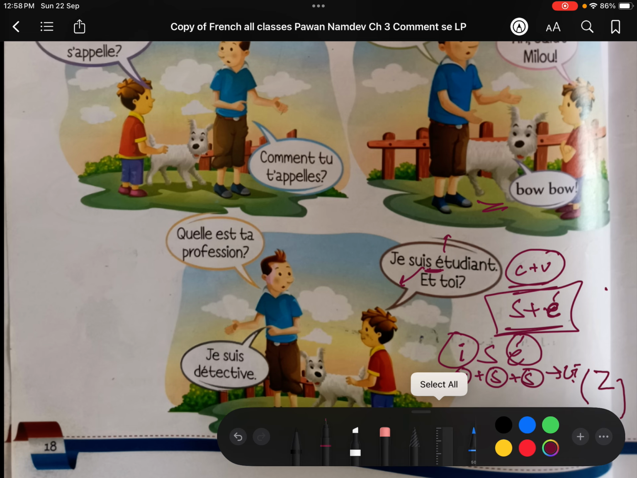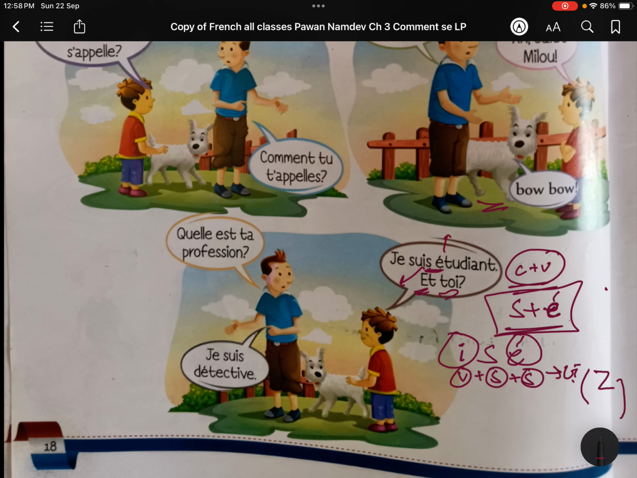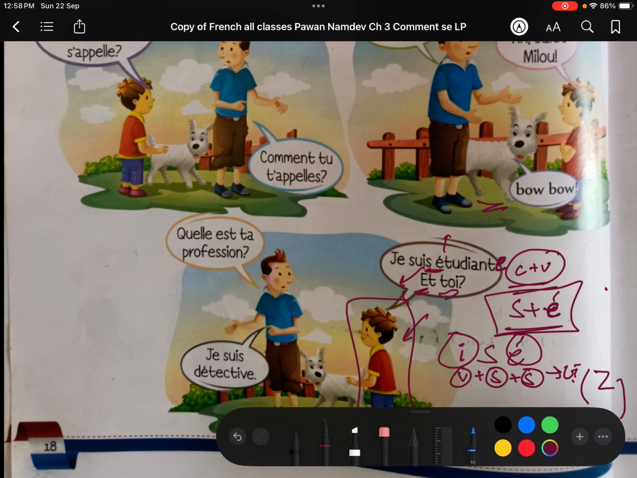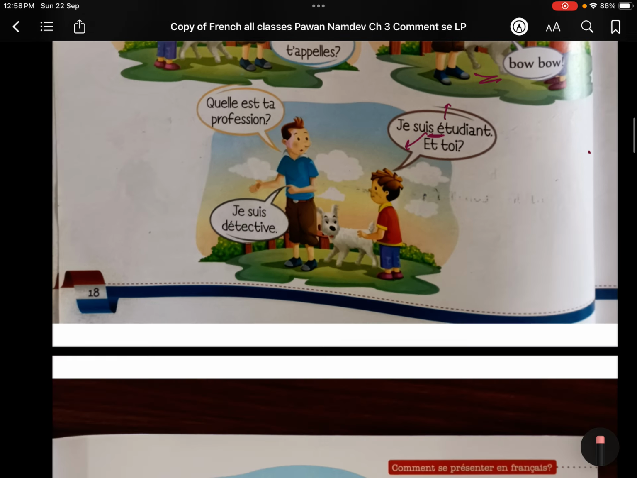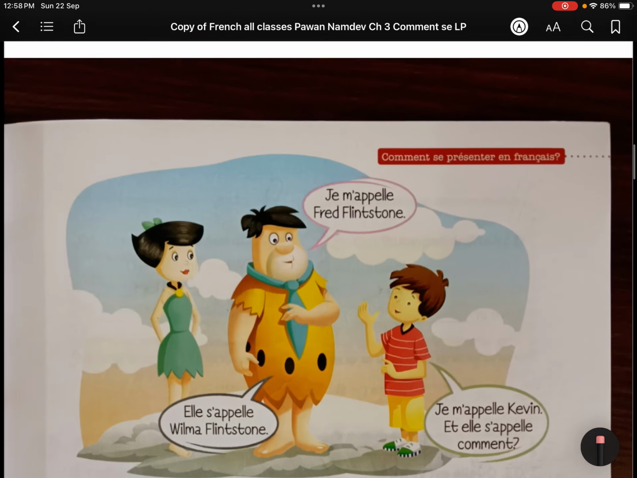I am a student. Et toi? And you? Here it's the male one. That is why we are not having e at the end. It is only étudiant. If this boy would be a female one, we have to use the feminine marker, that is an extra e, étudiante. For feminine ones we have to add an extra e in the spelling of étudiant to make it feminine. But here it's masculine, that's why we are not having the extra e.